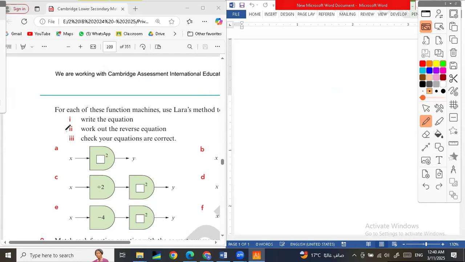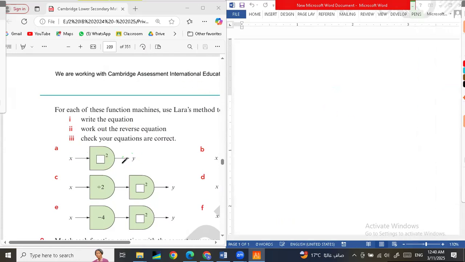All right, look at this here. In question A, to find y, this is my final destination. To find y, what am I supposed to do? I'm going to start from the beginning, which is x. And what do I do to the x? You square it. This is the equation of question A.